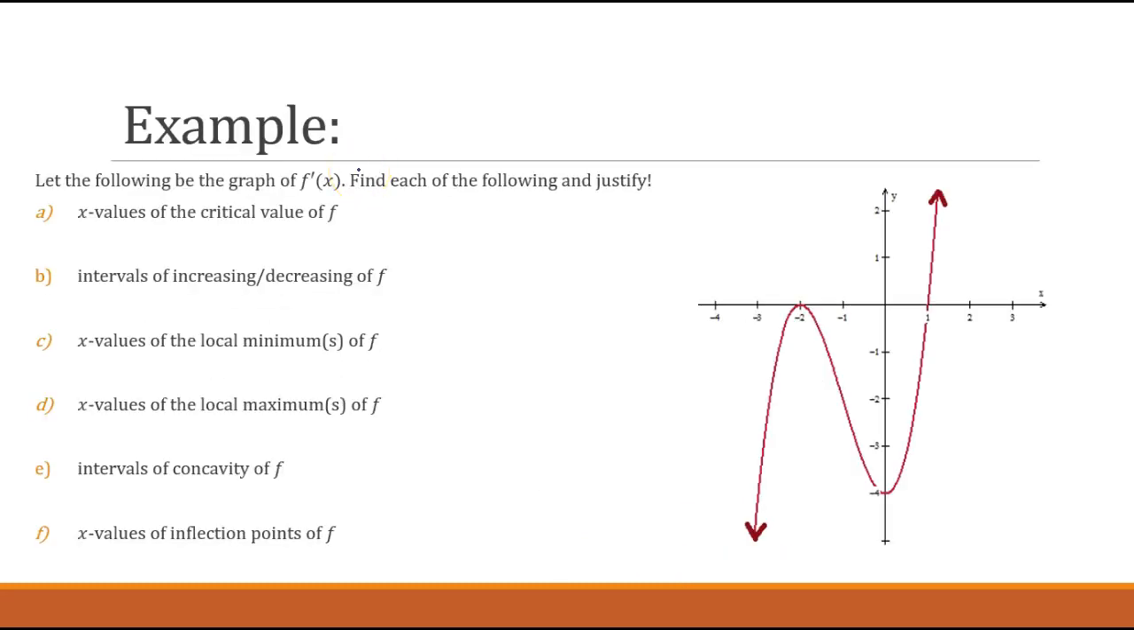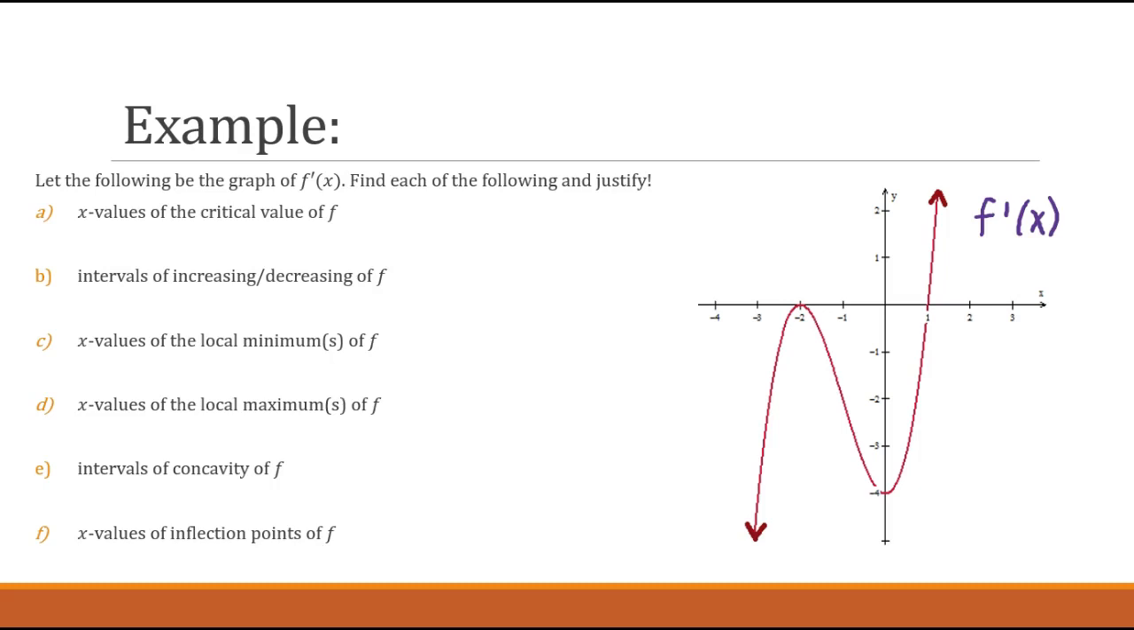And now we have an example. We're going to let the following be the graph of f prime of x. We're going to find each of the following and justify. So whenever I'm given a graph, I want to label it with what graph that represents. So this graph here is f prime of x. So that's very important. We're not reading this at face value. Like, this isn't the graph of f. We're answering questions about f given the graph of its derivative, f prime of x.